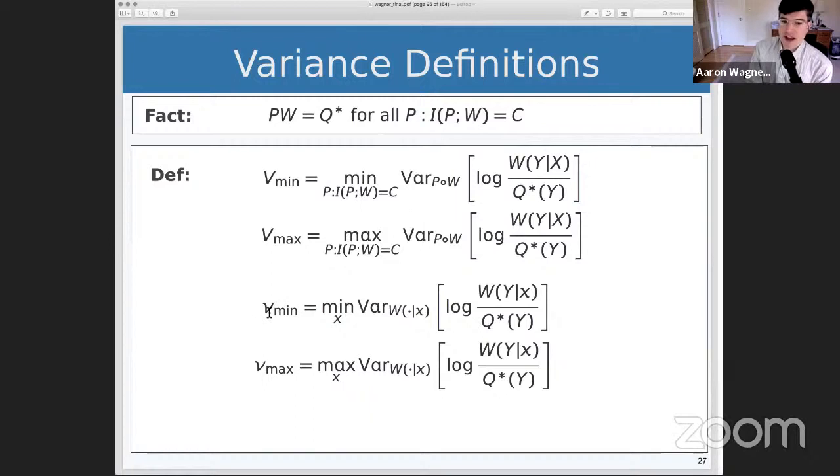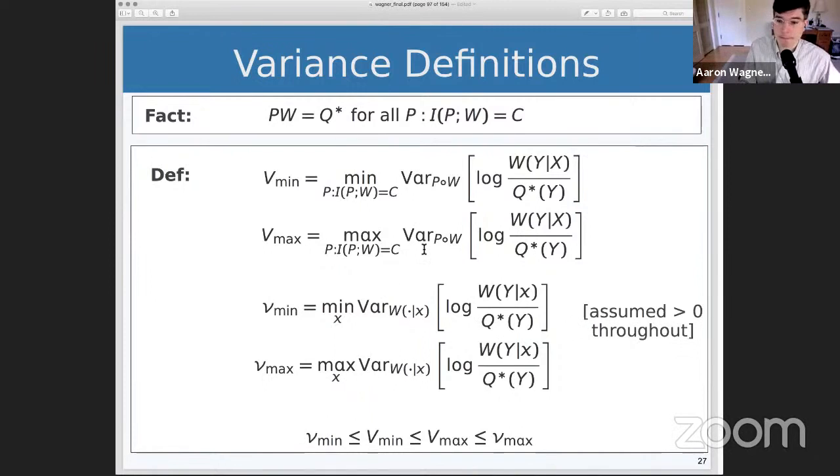And then I'm also going to define a per input minimum and maximum of the same variance. This minimum is kind of less constrained than this one. Likewise for the maximum, so you end up with an ordering like so. So, just different variance quantities for the log likelihood ratio that defines mutual information, defines capacity, and that's going to crop up in our lemma.